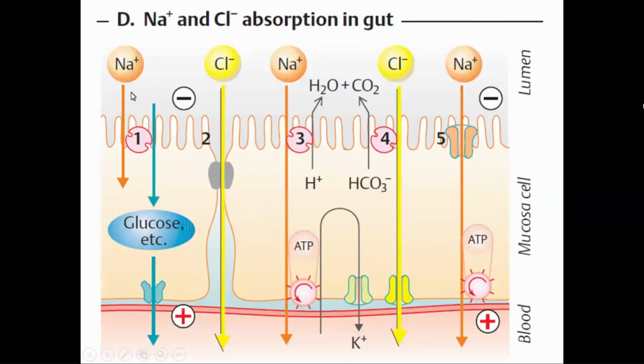So sodium moves through the sodium glucose co-transport. Once sodium moves inside, chloride also moves through the paracellular pathway to maintain electrical neutrality, because sodium is the positive ion. Sodium is transported through the transcellular pathway by secondary active transport, with sodium glucose co-transport, sodium amino acid co-transport, sodium hydrogen counter transport, and sodium potassium ATPase.